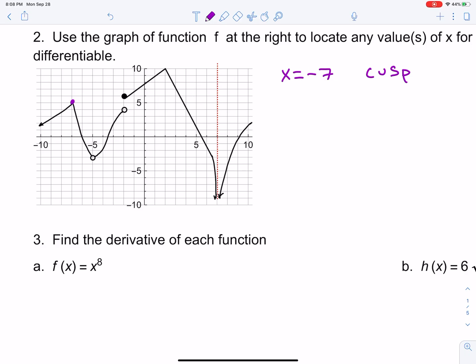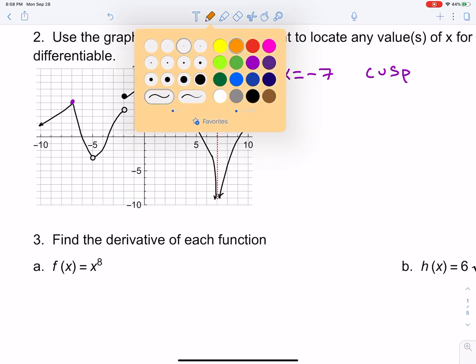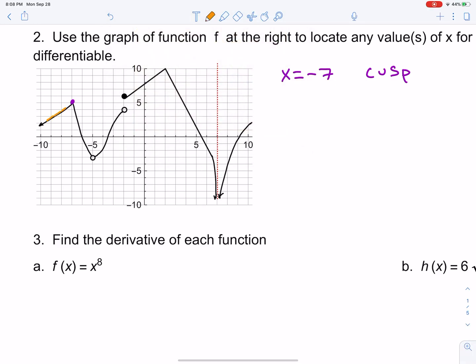As I approach it, I approach from the left and I approach from the right. Notice what happens. As I approach from the left, I've got all these positive slopes. So if I were to ask what is a tangent line at the purple one, I'd say it looks like something positive. But as I approach from the right-hand side, all those slopes are negative. So I'd have positive slopes from the left, negative slopes to the right. Those numbers are not going to be the same. So my conclusion would be, at x equals -7, it's not differentiable.